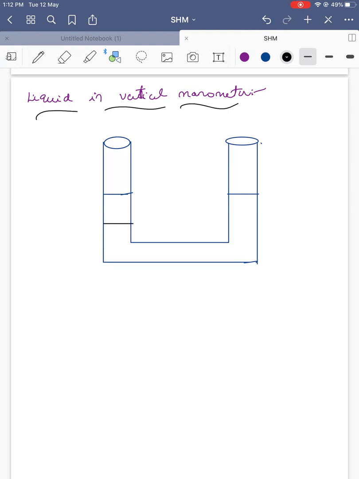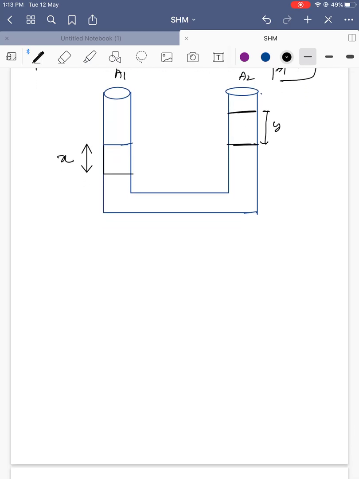Now I am compressing the liquid by some displacement, say x. From here it starts increasing on the other side, up to how much? y, because both sides A1 is equal to A2. If A1 is equal to A2, the volume decreased is equal to the volume increased.